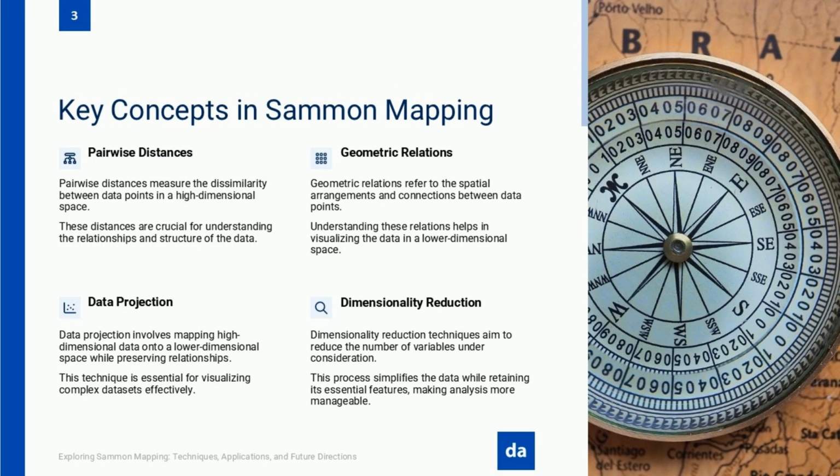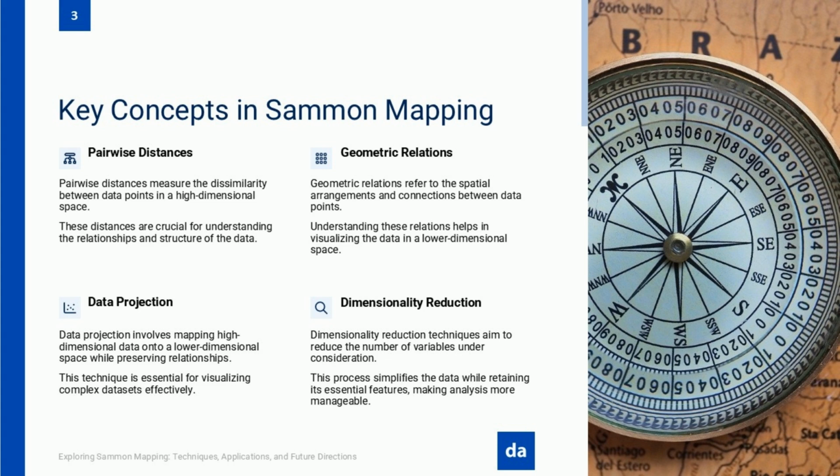Now that we know where Sammon mapping came from, let's break it down into its core components. What exactly happens when we apply this technique to data? What are the moving parts that make it all work? First, there's the idea of dimensionality reduction. The main goal here is to take data from a high-dimensional space, where it might have hundreds or even thousands of variables, and project it into a space with fewer dimensions, typically 2 or 3, while preserving meaningful relationships.